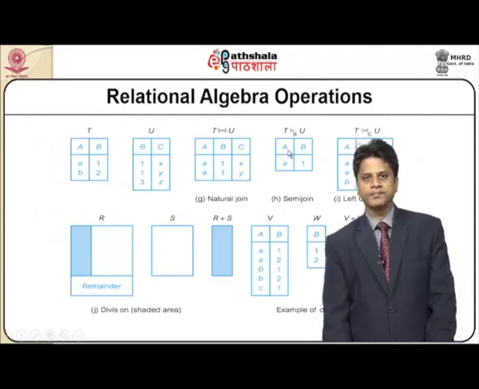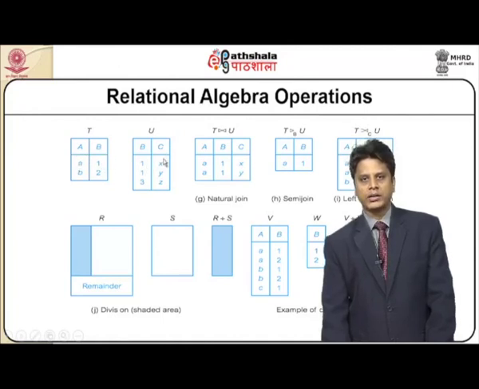semi join, where we have considered the same two attributes, the same two relations T and U. Semi join basically gives A1, 1 is being considered here. So, it has to represent only those values which are on the left portion of it, but not the last value of the right portion of the relation. So, it gives only A1.